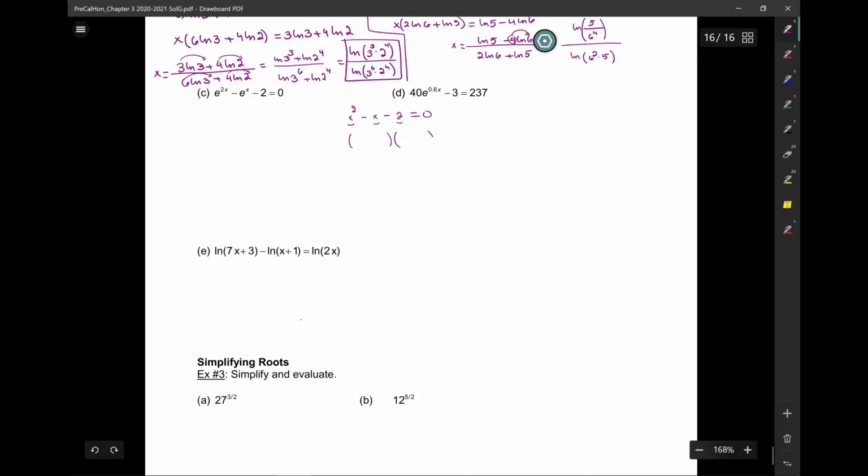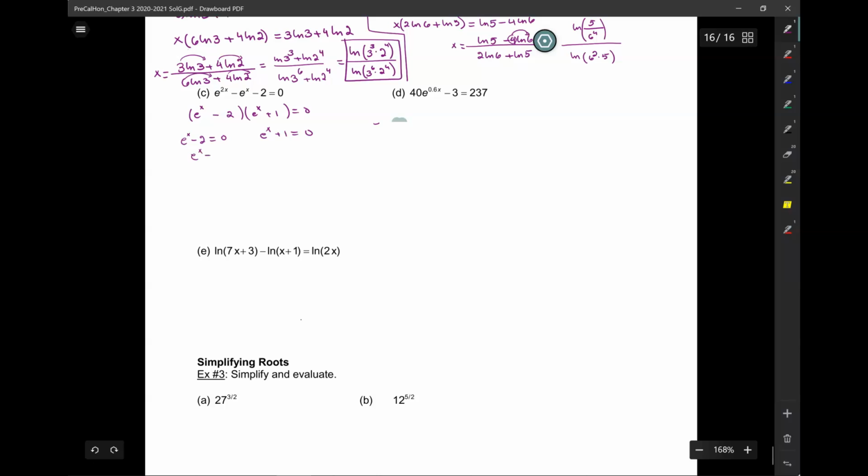And instead of saying x and x here, instead we say e to the x and e to the x, so that they multiply to e to the 2x. And the rest, you need two numbers that multiply to -2, but add to -1, and that's -2 and +1. Next, you have to set each one of these equal to 0 and solve.